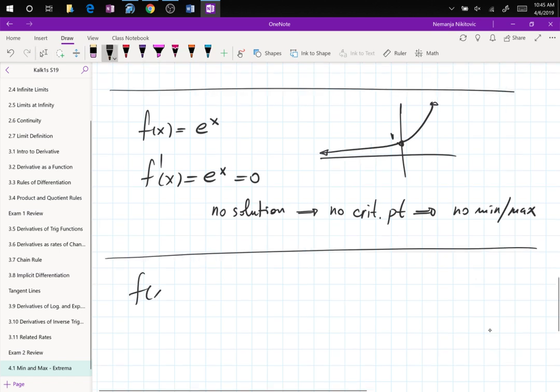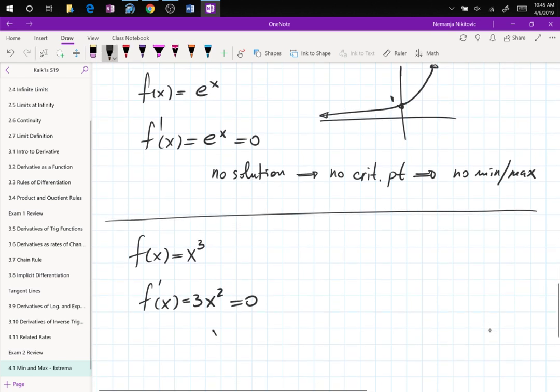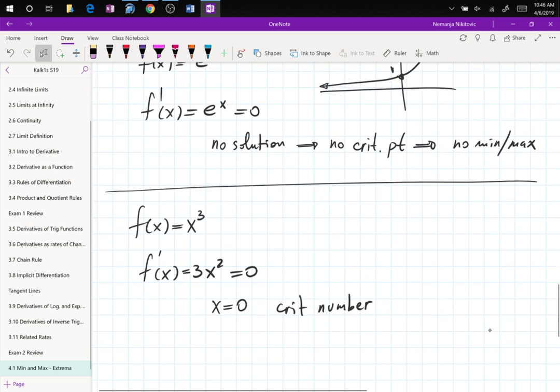And now I want to take a look at f of x equals x cubed. What's the derivative? And when I set it equal to 0, what do I get? Yes. So when I divide 0 by 3, I get 0. Square root of 0 is 0. So it seems that I have a critical number. Then, to find the y value, I plug the critical number into the original function. I get 0 cubed, which is 0, which gives me the 0, 0 critical point.